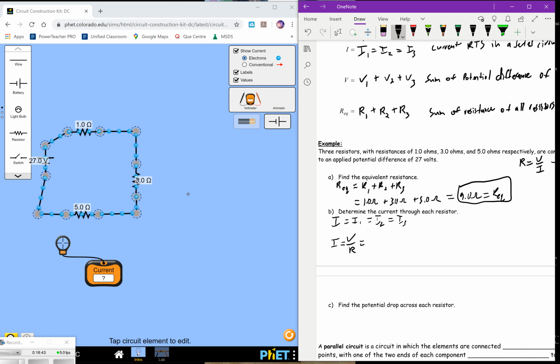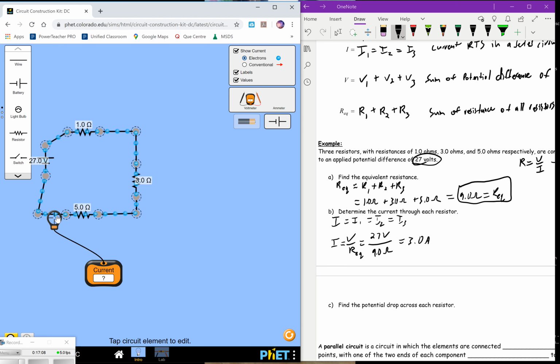Now this is going to be our Req. Just want to verify that. Our voltage from our source is 27 volts. The equivalent resistance we calculated right above was 9 ohms. This gives us a current of 3 amps. And that's what we measured here.